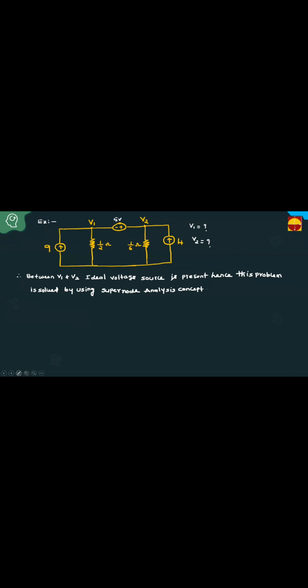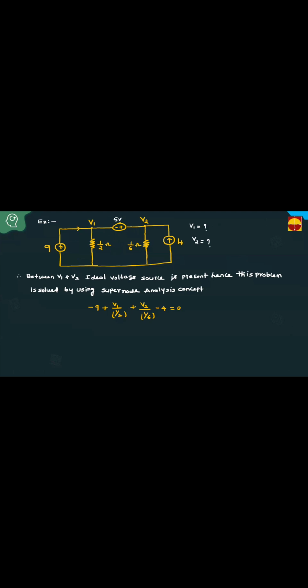I am writing: -9 is entering, plus V1 by 1 by 2, plus V2 by 1 by 6, this current is entering now, -4 equal to 0. Don't write (V1 minus V2) by 0. That we are not writing. That is, for both the nodes combined, we are writing one equation.